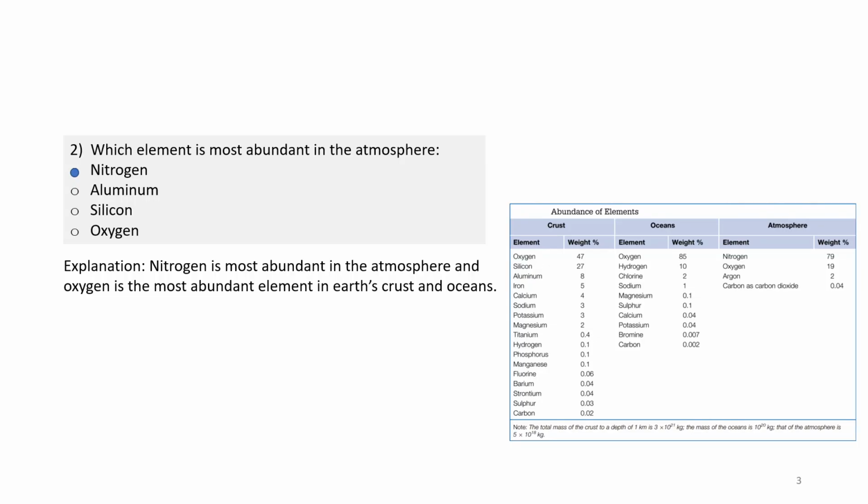Okay, so in oceans also, here you can see oxygen is the highest, 85 weight percent, and then hydrogen is 10 weight percent. Then chlorine, because of NaCl part, and in NaCl also Cl is heavier. Then you have sodium, second NaCl is higher in oceans. Then you have magnesium, sulfur, calcium, potassium, bromine and carbon.